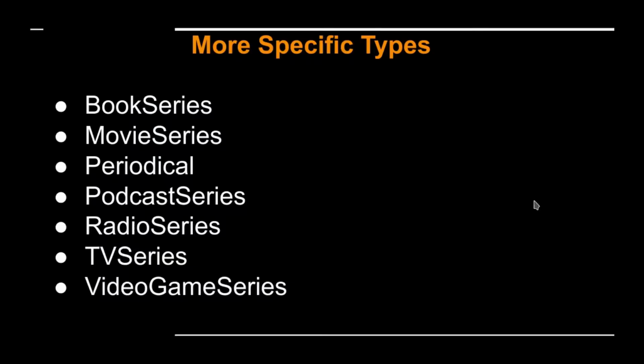If we look here, there are more specific types of CreativeWorkSeries, which is like a book series, movies, periodical, podcast series, radio series, TV series, and video game series. Anything we build using CreativeWorkSeries schema can be applicable on those specific kinds of schemas. So if you have a book series or a movie series, you can choose this kind of schema, which is more specific. But the same things we are going to do after is going to be applicable for all of this.